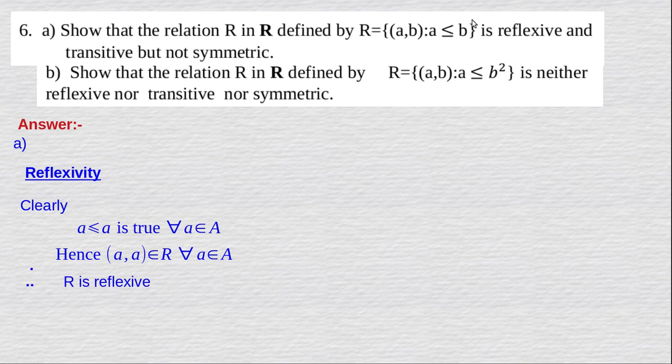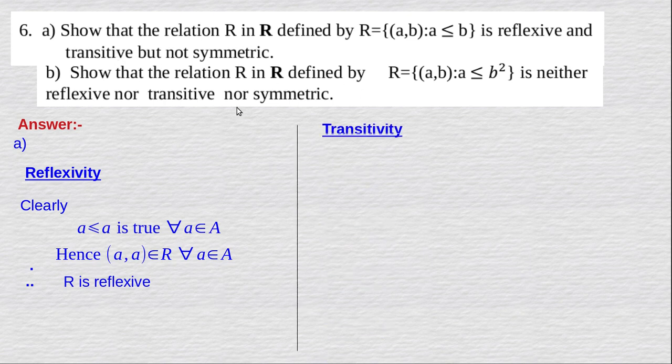Not A less than or equal to B, but A less than B. Then the relation is not reflexive. Why? A less than A is false. If A less than B is the question, then the relation is not reflexive. Clear? Now, answer to question number B.